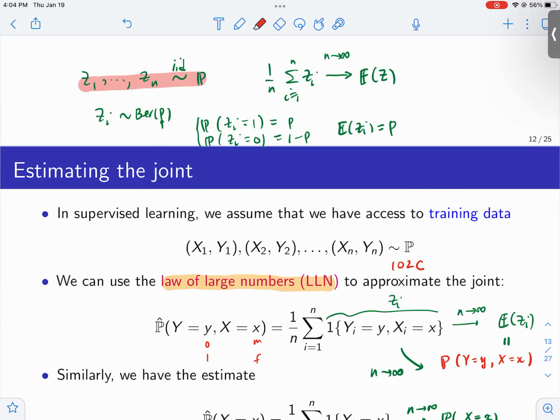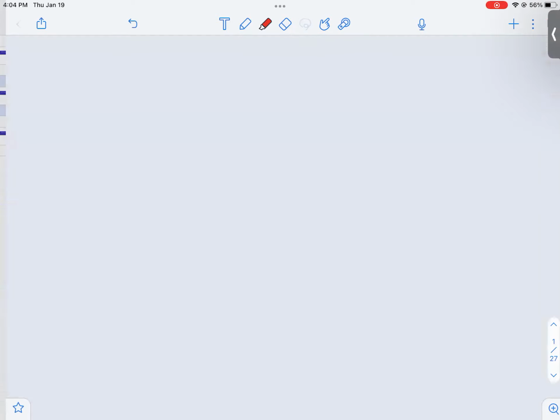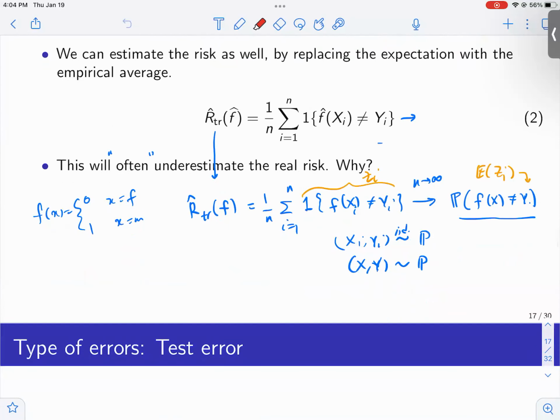All right, so if you have Z_i's IID from some distribution, not exactly the distribution of X and Y, but from some distribution, then the average converges to the population mean. And if this random variable is binary, the expectation is just the probability that it's one. Right, so that's the law of large numbers. So is it true that by the law of large numbers, this would be true?